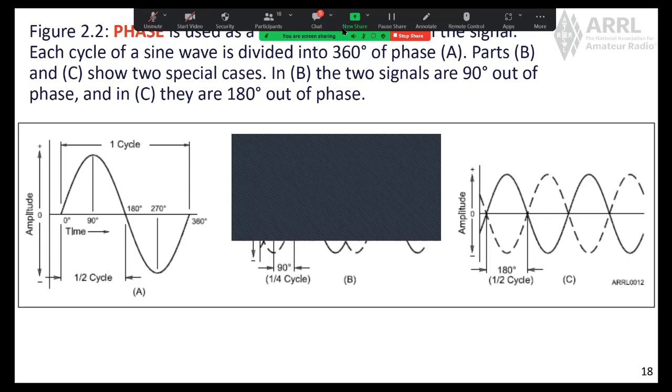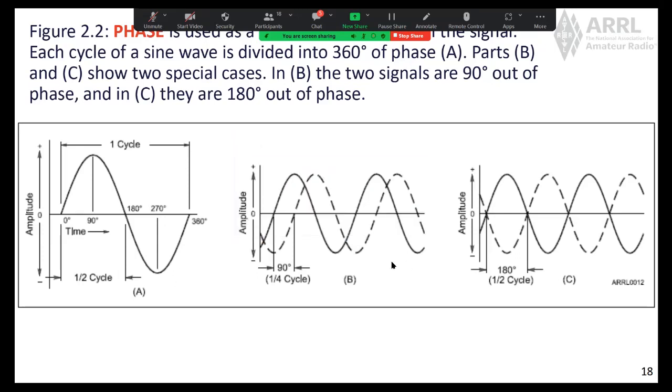I do not understand why I have a black thing in the middle of this screen. There it went.